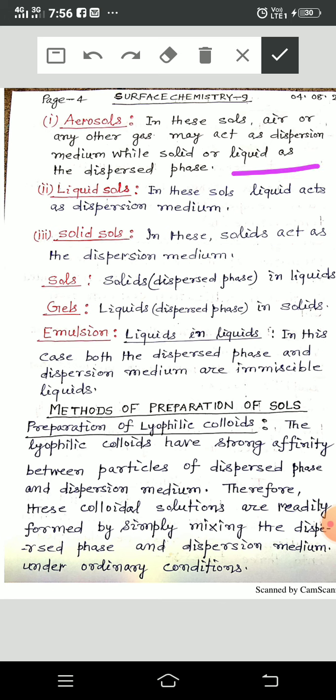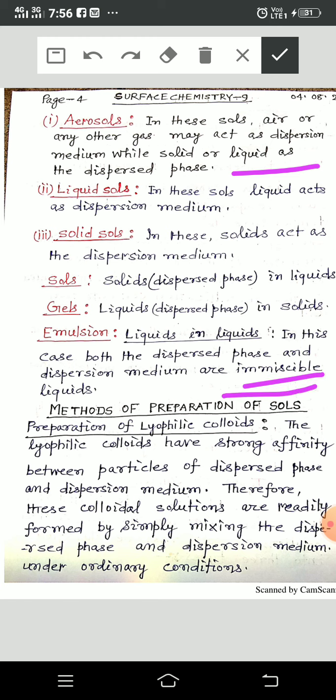Means gas, or any air, can be the dispersion medium, and solid or liquid can be the dispersed phase. Now liquid sols. In these sols, liquid acts as dispersion medium and solid as dispersed phase. Here solid should be the dispersed phase in liquid. When I say sols, this means generally solid is the dispersed phase and liquid is the dispersion medium. Gels means liquid is the dispersed phase and solid is the dispersion medium. And emulsion means liquids in liquids, means both dispersed phase and dispersion medium are in liquid state, but they should be immiscible.